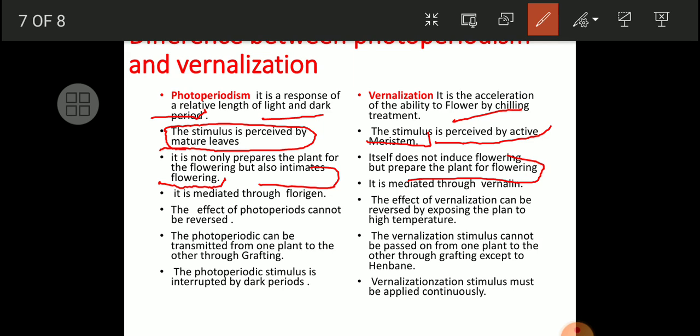Photoperiodism, or initiation of flowering, is mediated through florigen, but vernalization is mediated through vernalin. The effect of photoperiod cannot be reversed. Keep in mind, once the photoperiod is given, initiation of flowering is possible. That we cannot reverse. There is no reverse, isn't it?